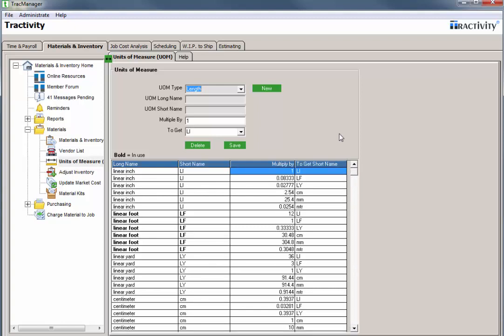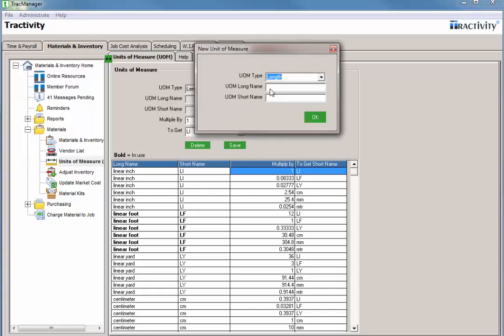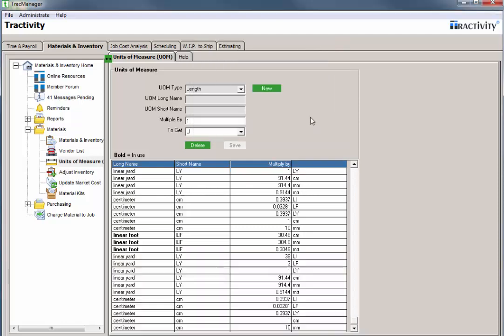One of the things that happens with length is you get in your material budget a number of linear feet of edge banding, but you purchase edge banding by the roll. And rolls will be 322 feet, 600 feet, 250 feet, different sizes. So what we're going to do is make a unit of measure. It's going to be a length type, and I'm going to call the long name a roll 600, and the short name RL 600. So this is going to be a 600-foot roll.